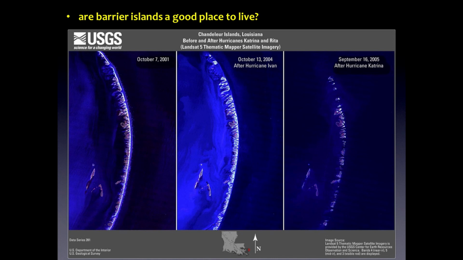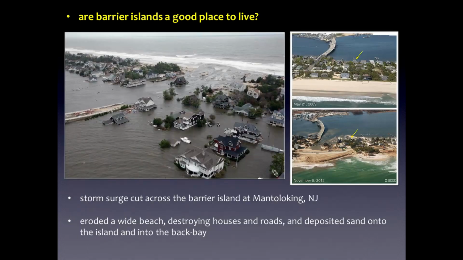As we see here, this is the Chandeleur Islands in the Gulf of Mexico off of Louisiana. You can see in 2001, a really nice extensive island, might be a nice place to go and hang out for a day or so. After Hurricane Ivan in 2004 and then Hurricane Katrina in 2005, we've seen that this particular group of islands has almost completely disappeared. Studies have been done. Should we live on barrier islands? Here's a really good example.